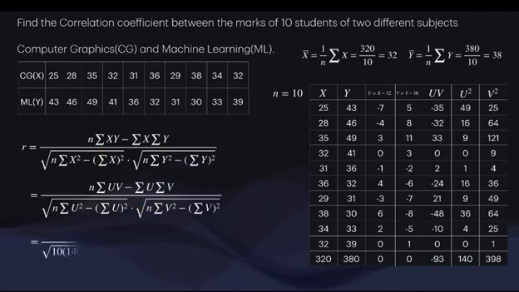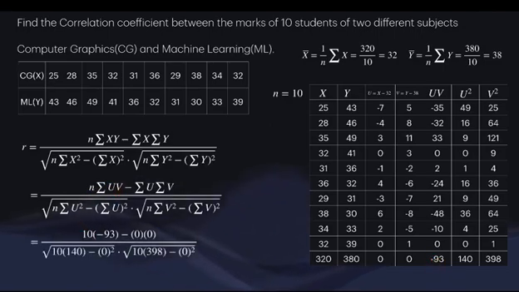Now let us substitute these values: n is 10, summation u is here minus 93, summation v is 0, and square root of n is 10, summation u square is 140 minus summation u, which is 0, square, into square root of n is 10, summation v square is 398 minus summation v, which is 0, square. Once you compute this, you will get minus 0.3939. It is an approximate value. So this is your answer, and this is talking about the negative correlation.